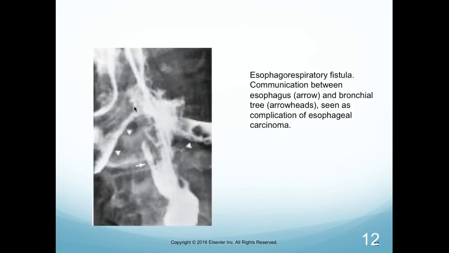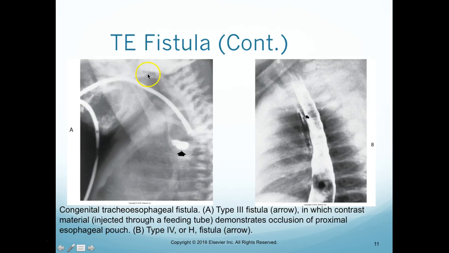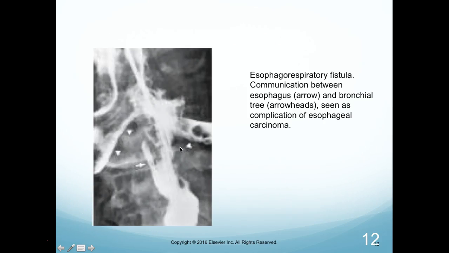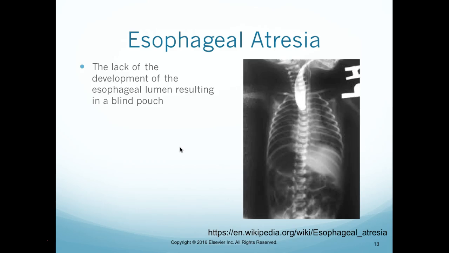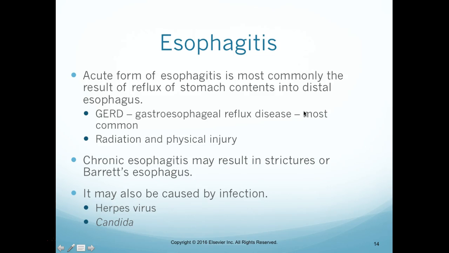So as you can see here on this one, this resembles atresia, right? So they're saying it's a fistula. I believe them. I need to see the AP to see where that's going. All right, so here's your atresia. As you can see, it just ends. It doesn't go anywhere. They've got to open that up.